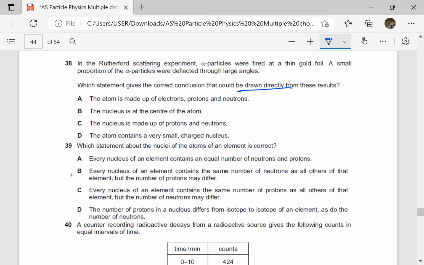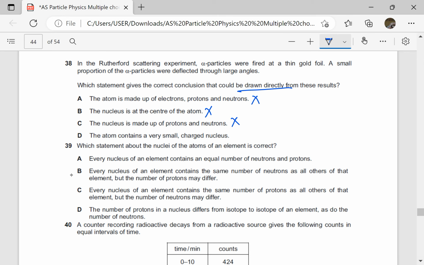The atom is made up of electrons, protons, and neutrons. We can't draw this directly from the results. The nucleus is at the center of the atom. We may not draw this directly from the results. The nucleus is made up of protons and neutrons. We need another experiment to verify this.